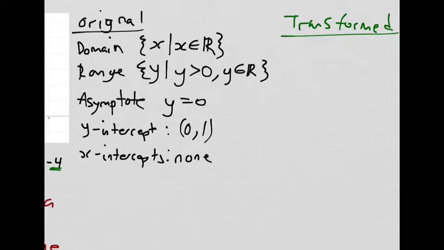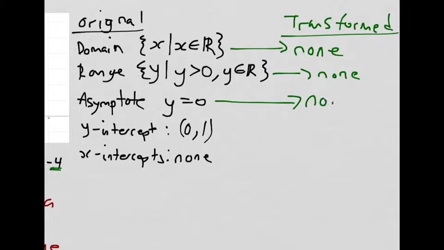Any effect on the domain? Okay, none. Range? No effect. Those are the same, thankfully. Asymptote? What would change the asymptote? What kind of transformation would change it? A vertical translation, right?